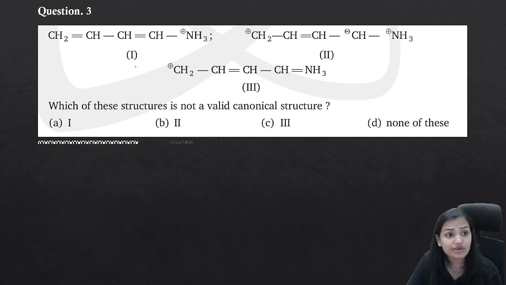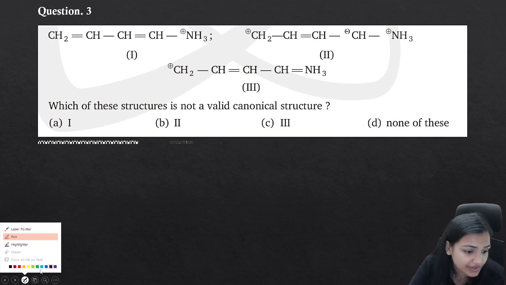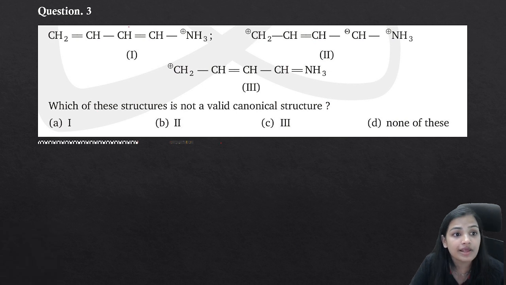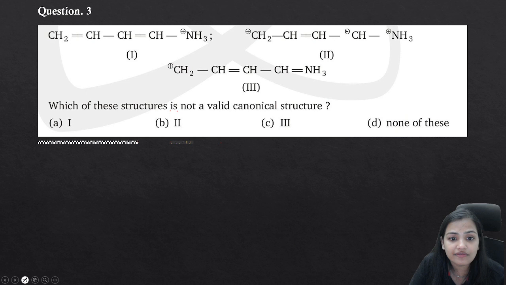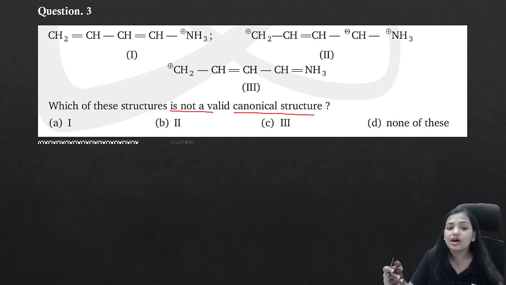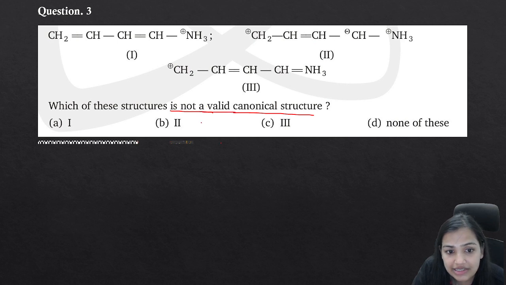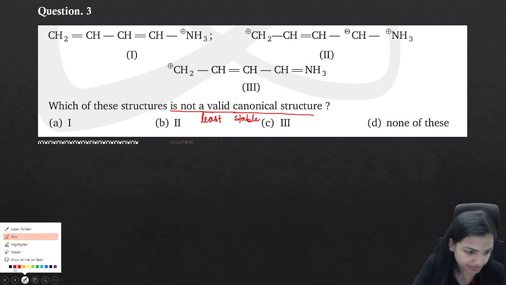So here we have question number 3. Let's have a look at what we can do for this particular question. Here we have 3 structures, structure number 1, structure number 2 and structure number 3. The question is asking which is not a valid canonical structure. How would you answer? The least stable structure will not be a valid canonical structure. Not valid, or you can say the least stable.